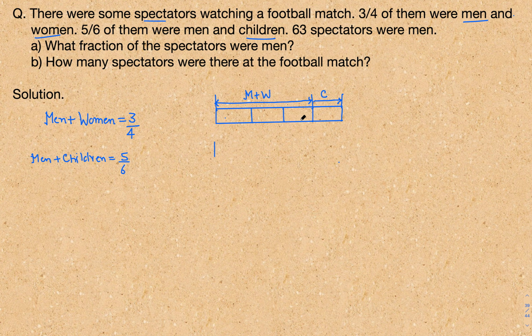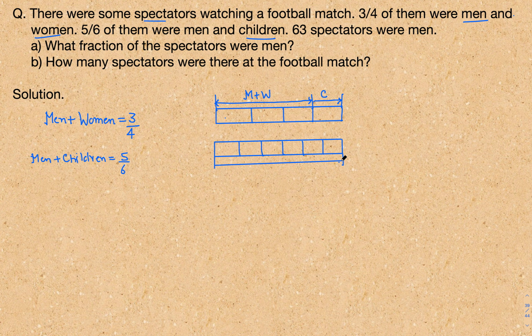For this one, let's draw another model, because we can't show it here. The length of this should be the same, because they are showing the same number of spectators. But this time we will be dividing this one into how many parts? 6 parts, right? Let's say there are 6 equal parts, and out of these 6 equal parts, 5 of them are men plus children.